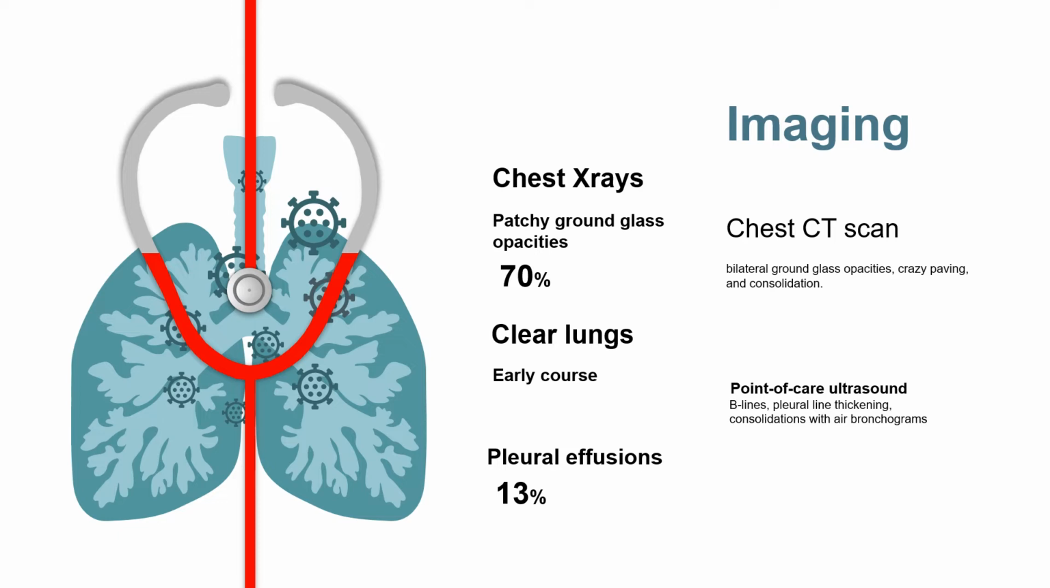CT scan of the chest. There was a trend toward doing a CT scan of the chest for these patients as it detects subtle changes. However, due to the unnecessary exposure during transport and because the CT scan didn't alter the course of management, now it's not recommended unless you have an alternative diagnosis. Point of care ultrasound is now being used. You can find B lines, pleural line thickening, and consolidation with air bronchogram.